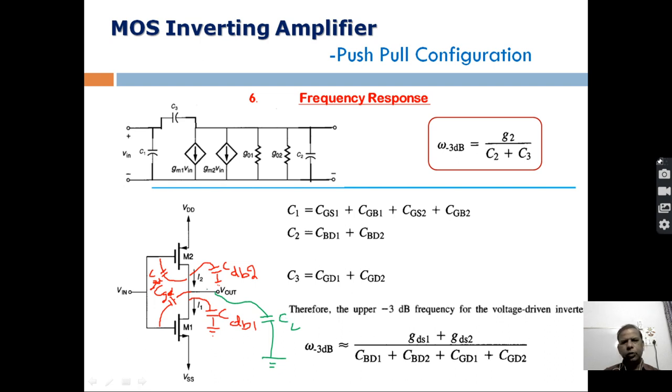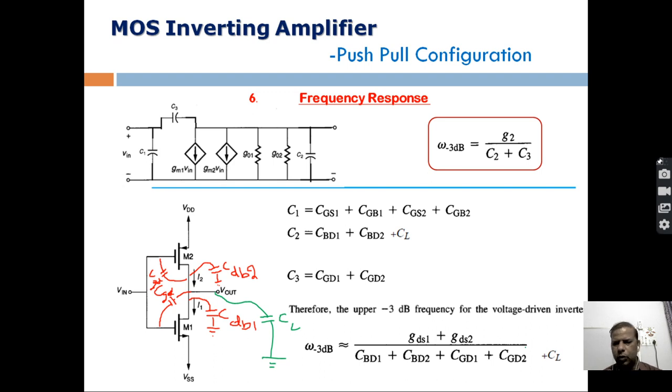The C_L also needs to be included, and it will be added to those components which are between the output terminal and ground, and between output and ground we have C2. If we want to include this load capacitance, and it is necessary if it is present in the circuit, then it will be added in C2, and it will come here also, like this. With the inclusion of this load capacitance, we have a more accurate calculation of the upper cutoff frequency.